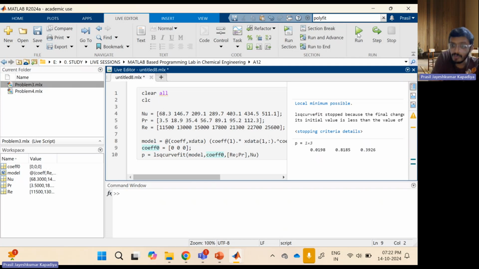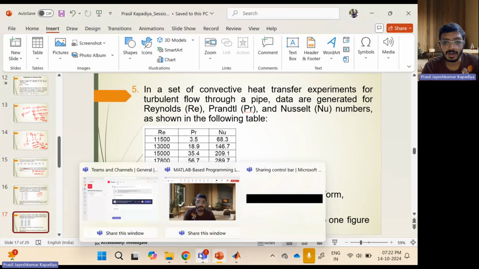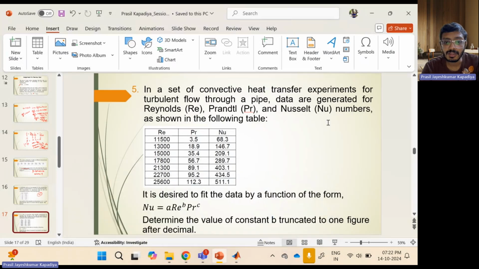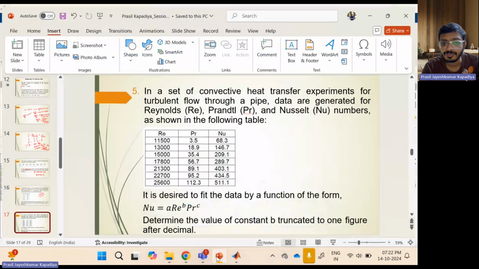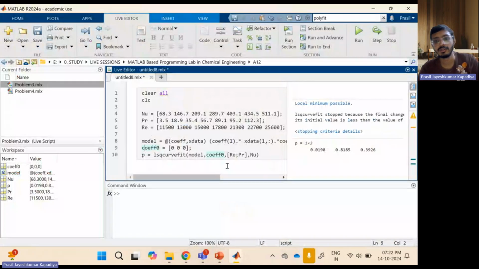So see, I'm getting my coefficients as 0.0198, 0.8185 and 0.3926. Okay, so what am I asked? I am asked to tell the value of B. So what is the value of B? 0.8185. Okay.